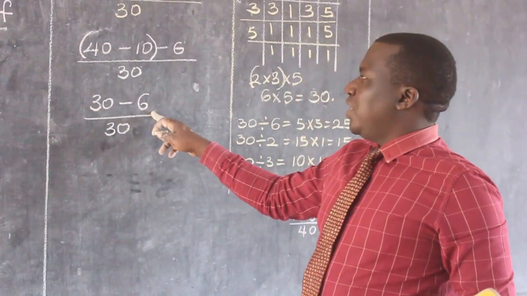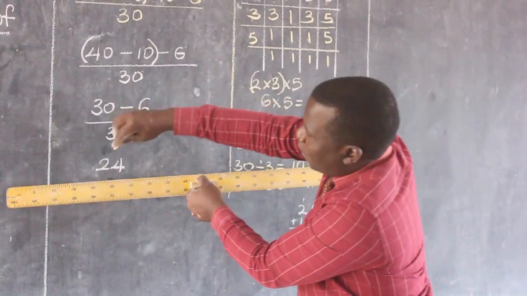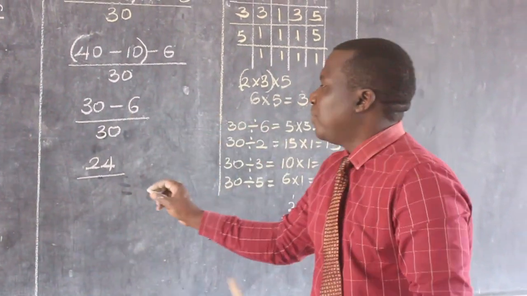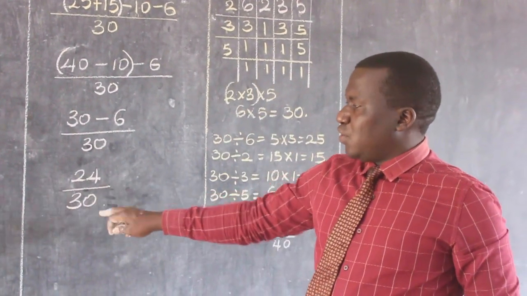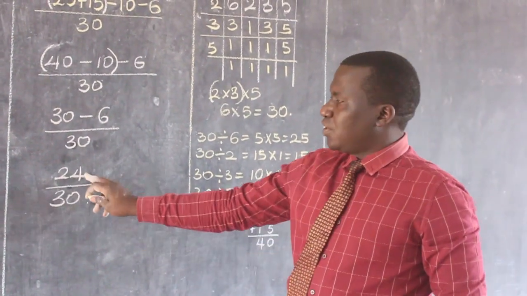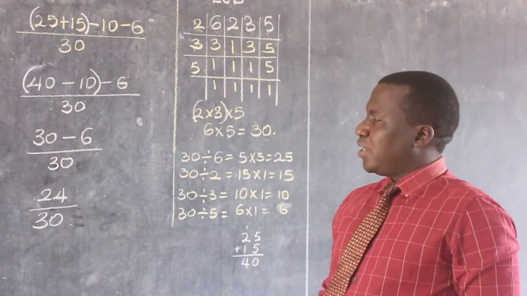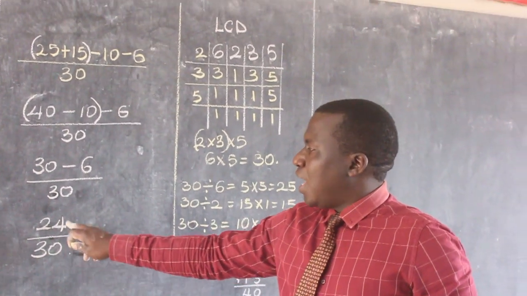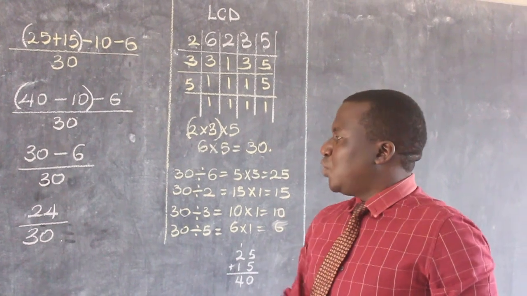So what will you get here? You will get 24 out of 30. However, this fraction here can be reduced. Remember I told you, you can reduce a fraction, especially if there is a number that is common that can be used to divide both 24 and 30.